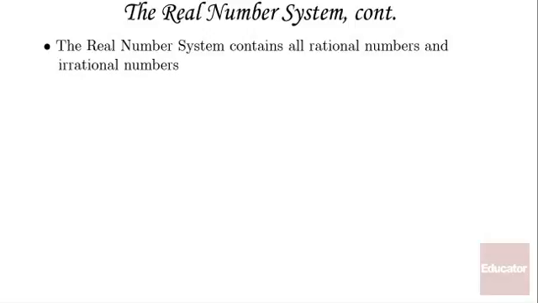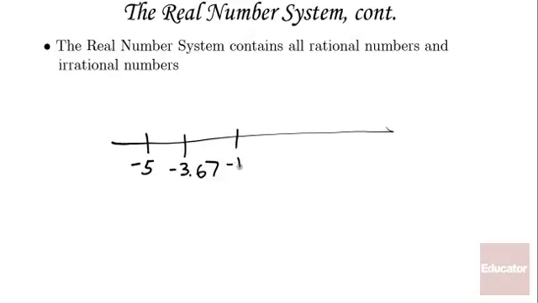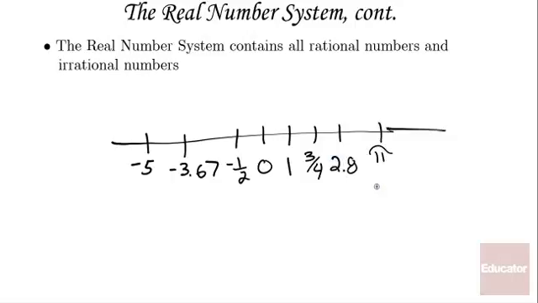The real number system contains all rational numbers and all irrational numbers. In the beginning, I said that real numbers are those numbers that can be expressed on the number line. So if I gave you some examples, such as -5, -3.67, -1/2, 0, 1, these are all rational numbers, but irrational numbers would be included here as well. For example, I could put pi on here. I could put the square root of 10 on here, or the square root of 2.